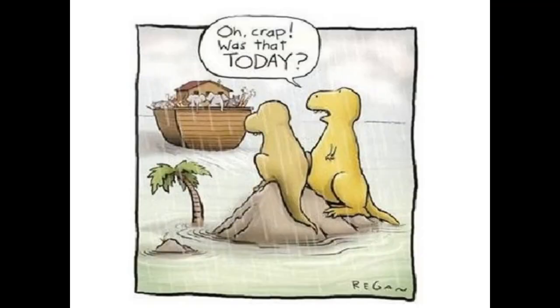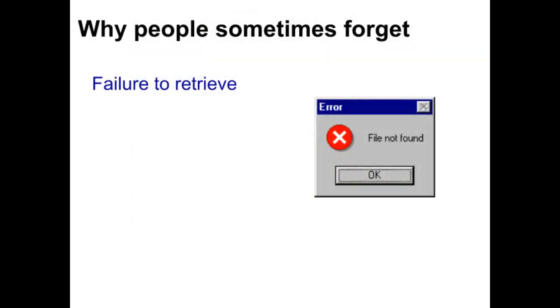However, like these dinosaurs, we can't always easily recall that information. Psychologists have numerous explanations for why people seem to forget. We will look at 5 of them. First, is the failure to retrieve. We can't locate the information stored in long-term memory.